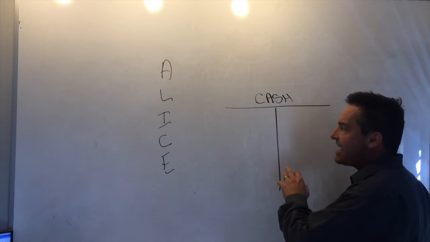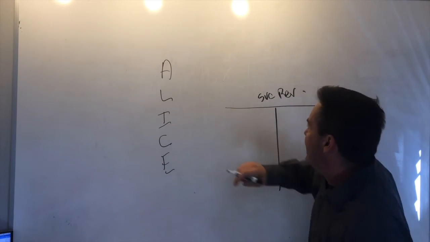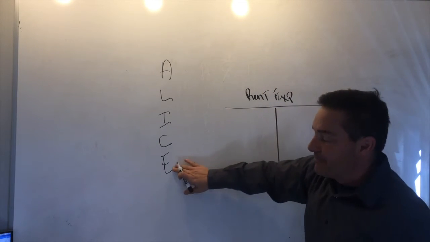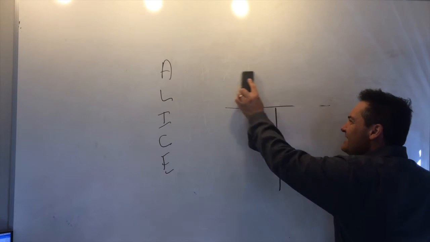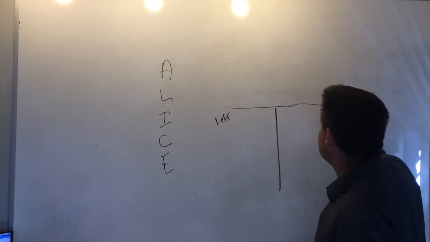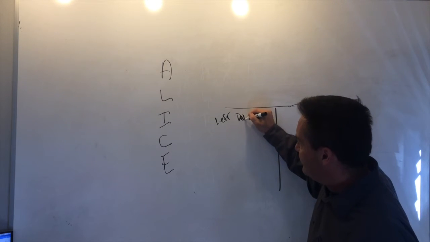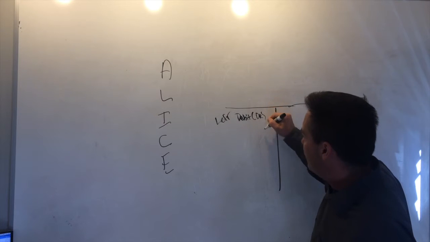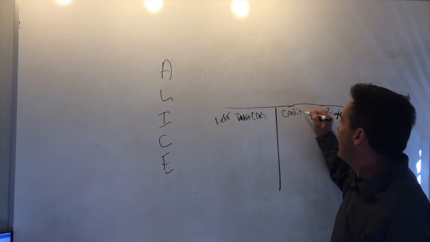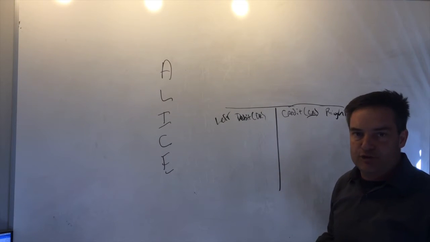Every account, whether it's cash, whether it's service revenue, which is an example of an income account, or rent expense, which is an example, obviously, of an expense account, every single account has a left side and a right side. The left side of the account we call the debit side, or DR for short. The right side of the account we call the credit side, or CR for short. The reason the DR is there is because debit is short for debenture.